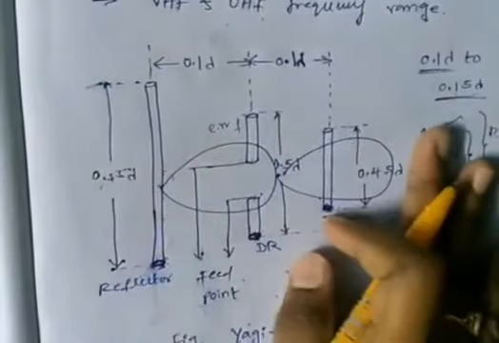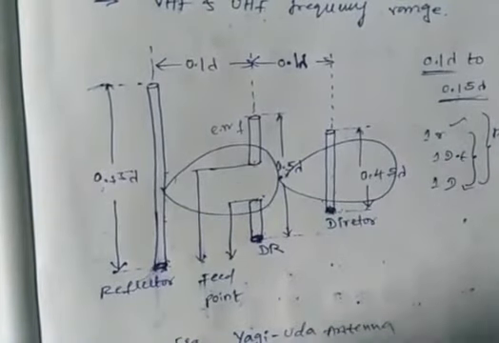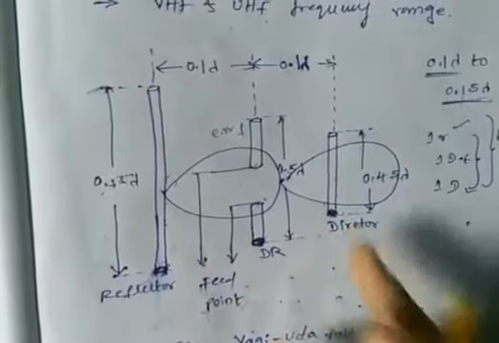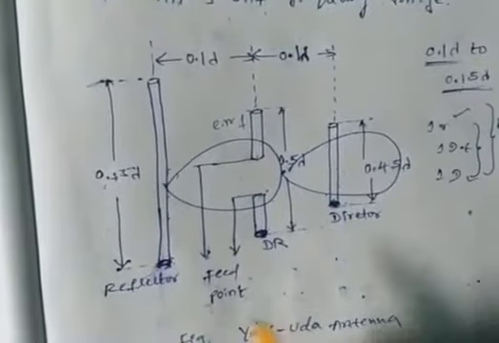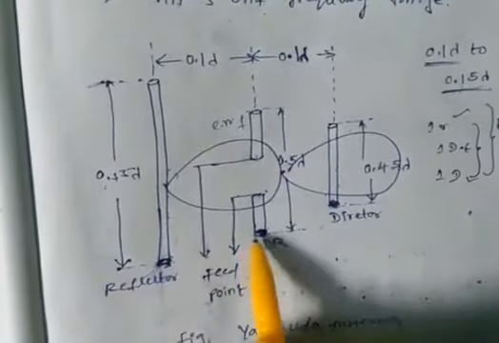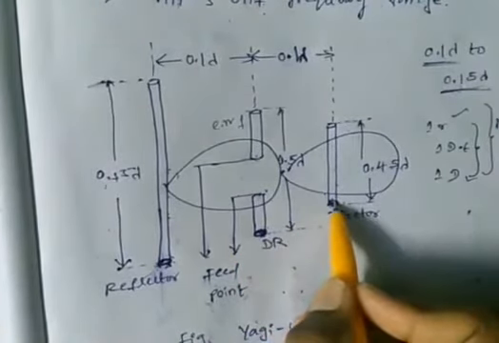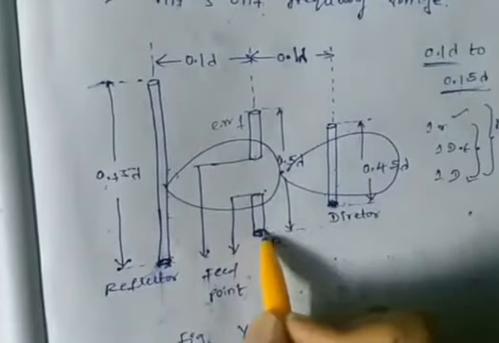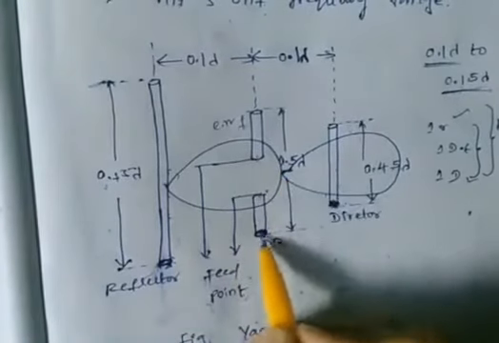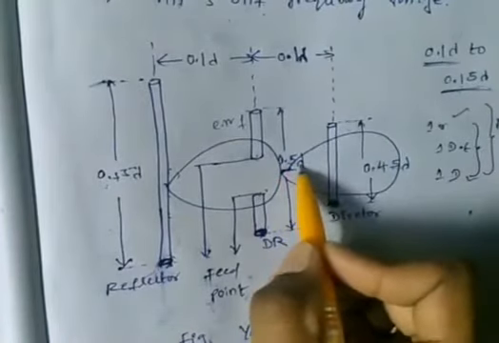And this is the construction of the Yagi-Uda antenna, showing how we are placing the reflector, driven element, and director. In this Yagi-Uda antenna, the reflector length is 5% more than the length of the driven element, and the director length is 5% less than the length of the driven element. Here I am using a half wave dipole as the driven element. We already know the length of the half wave dipole is 0.5 lambda.